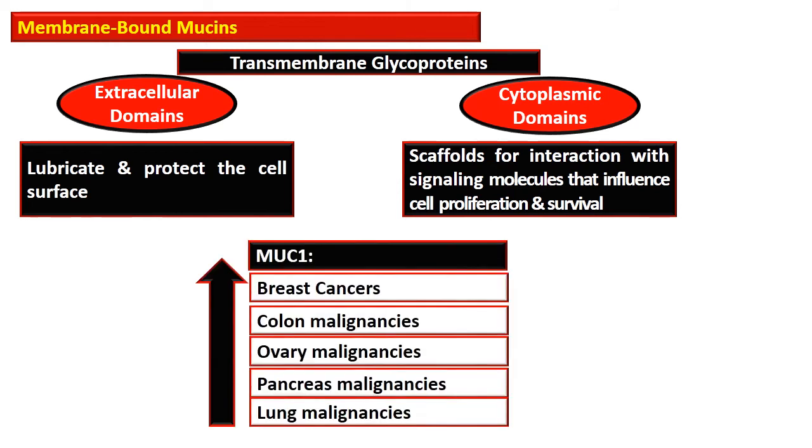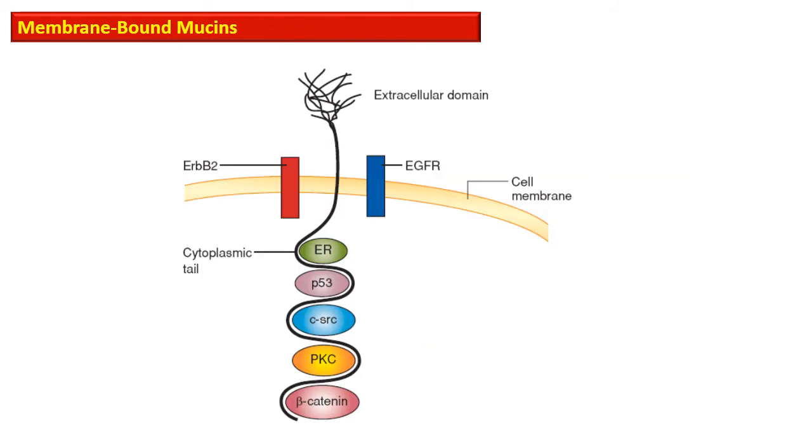The mucin 1 is increased in some malignancies such as breast cancer and malignancies of colon, ovary, pancreas and lung. This picture is describing the location and the structure of the mucin. The membrane bound mucins have an extracellular domain and a cytoplasmic domain.